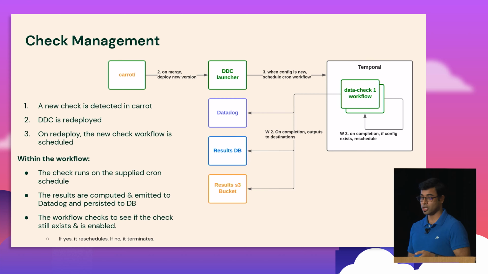The check does its job, talks to the database, runs the query, saves it in Datadog. We also save a lot of the metadata in a metadata store, so we can easily power a UI on top of it, or we can save some history around audit and so on, and then sends the results to S3 as well. And if there's a change to the workflow, it deploys the workflow with the new config.